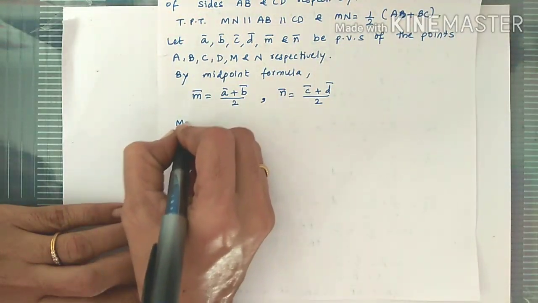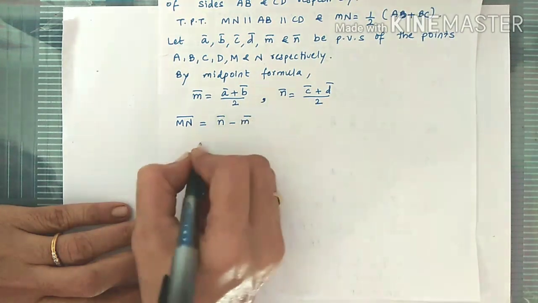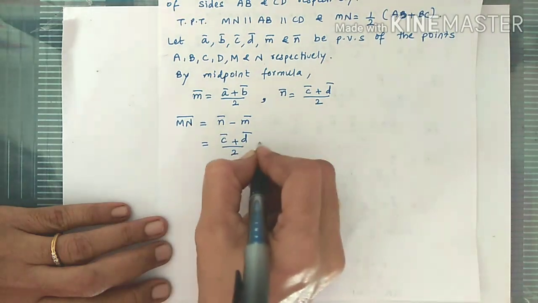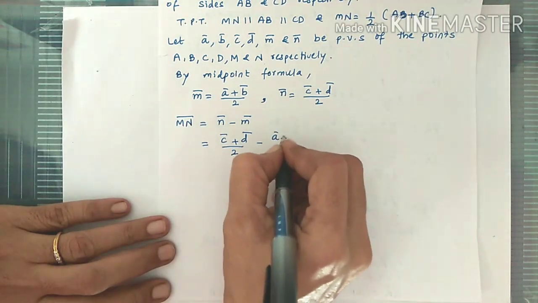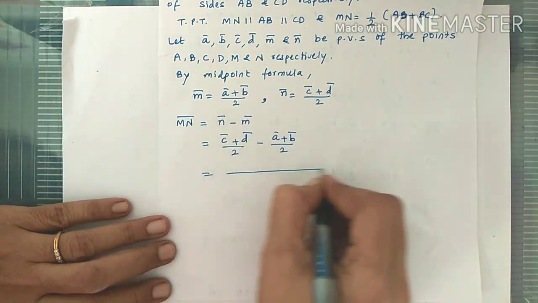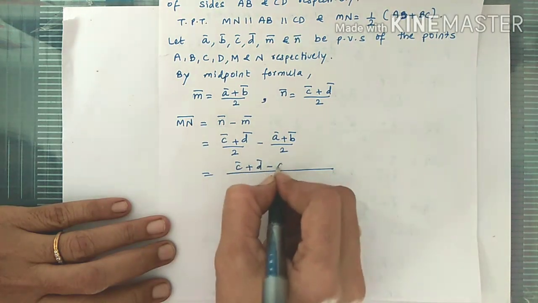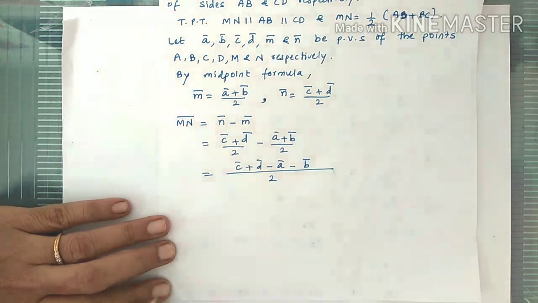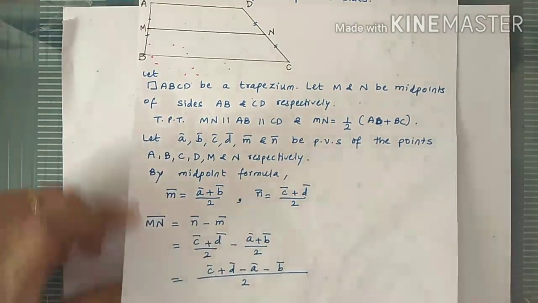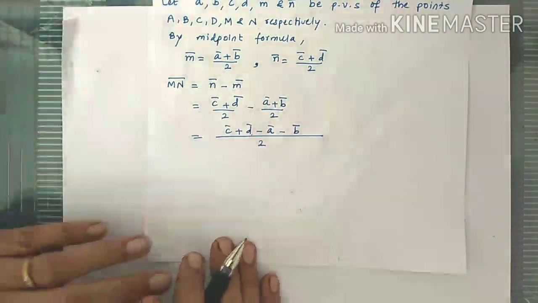Now let's find the median, that is MN bar. MN bar equal to N bar minus M bar. N bar is C bar plus D bar upon 2 minus M bar, that is A bar plus B bar upon 2, which is, since the denominator is same, C bar plus D bar minus A bar minus B bar. So what we want is AD plus BC. So if we take D bar minus A bar together, we can write it as AD bar.